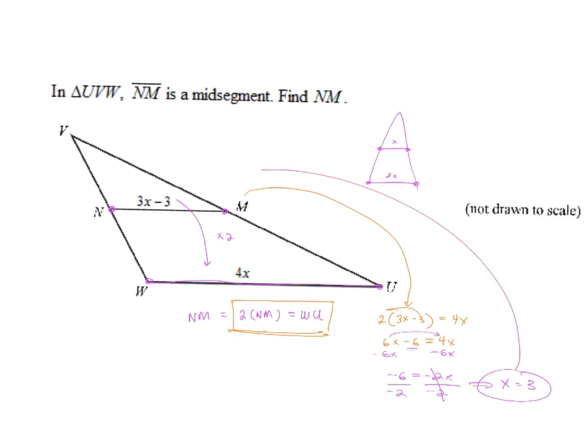And they want NM, so you're just simply plugging into here. 3 times 3 minus 3, 9 minus 3 equals 6. Now, if this was 6, this should be 12, correct? Well, if I plug in a 3 for this, 4 times 3 is 12. So the ratio does work out for me. So here's a couple good questions with mid-segments, altitudes. We'll look at some with medians, but for now this should be good, so I hope it helps.